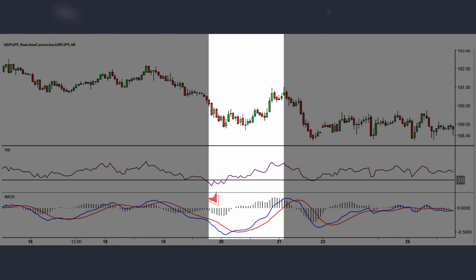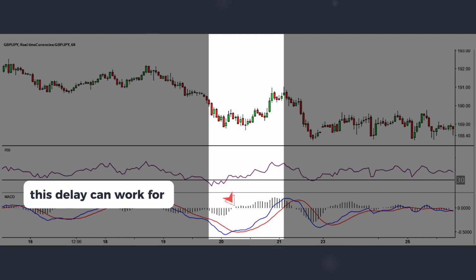Now, look at MACD. It's still lagging behind. The MACD line is below the signal line, and the histogram is still negative. It takes several more candles before MACD finally confirms the trend reversal. This delay can work for or against you, depending on your trading style. If you're an aggressive trader, you might prefer RSI for quicker entries. But if you're more conservative, MACD gives confirmation after more price data, potentially saving you from false moves.